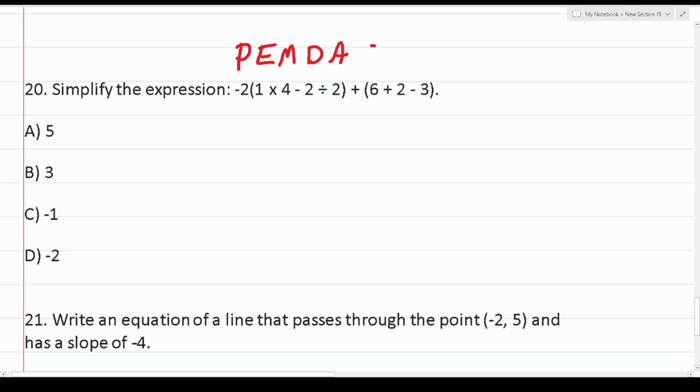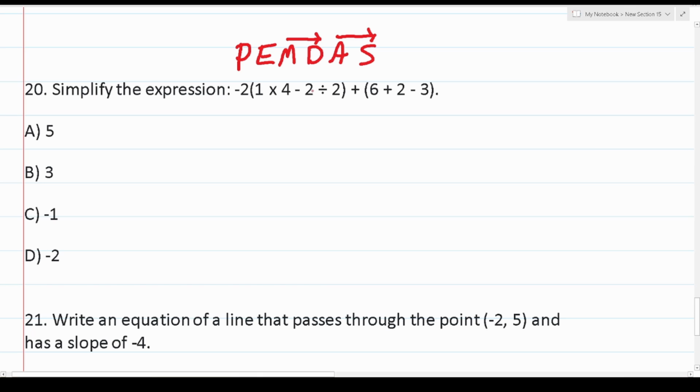PEMDAS, or Please Excuse My Dear Aunt Sally. Again, this tells you the order in which you simplify expressions like these. You do what's in parentheses first, that's the P. You do exponents next if there are any. Then you do multiplication and division as they appear from left to right. And then you do addition and subtraction as they appear from left to right. That is to say, multiplication and division are equals, and addition and subtraction are equals as well.